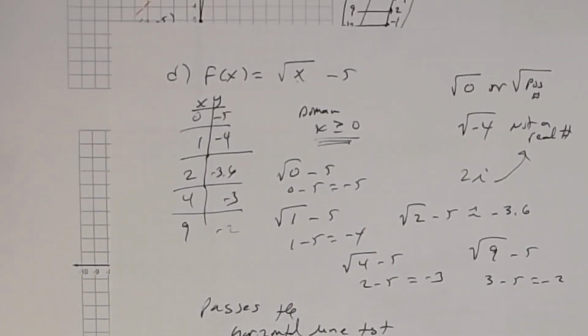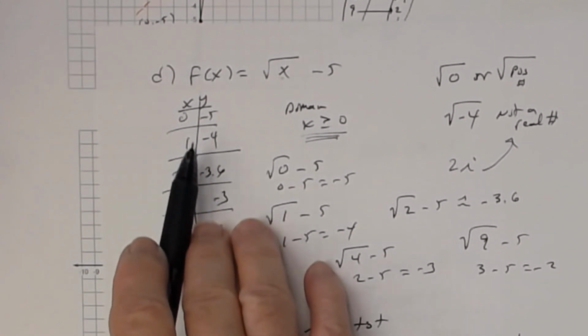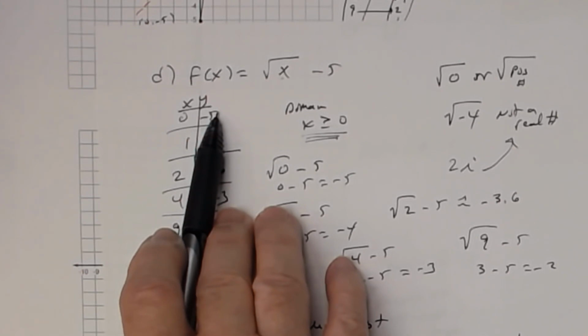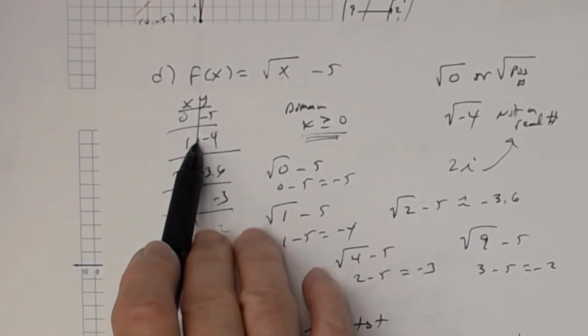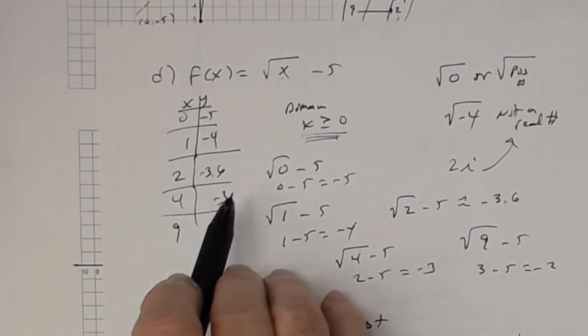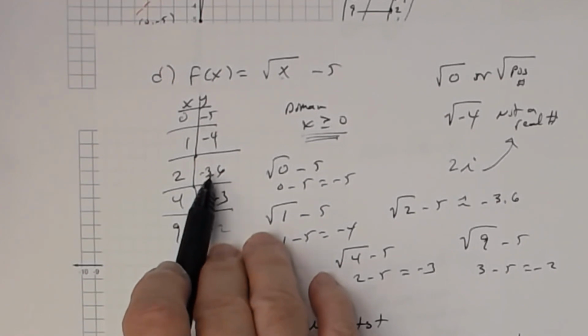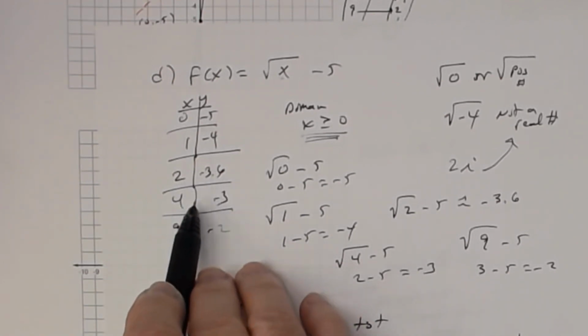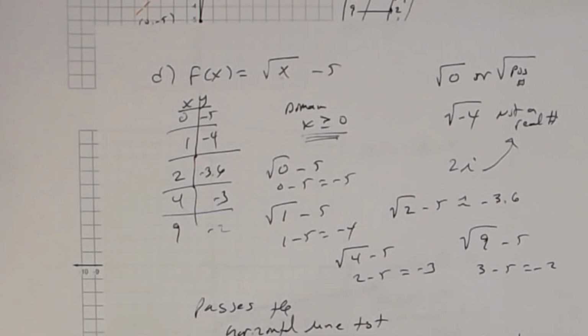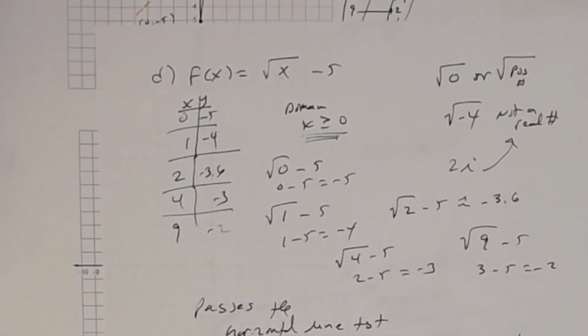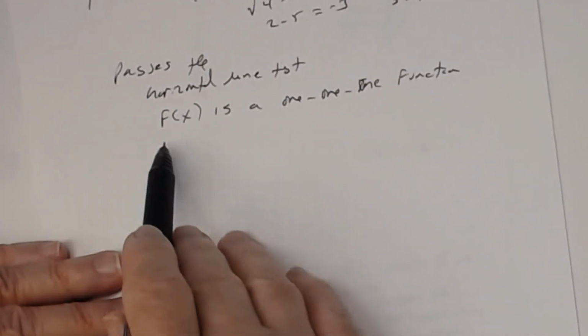Okay, and also you could have right away determined that by noticing this right here. For each of those y values, there's only one x value. When y is negative 5, my only x value is 0. When y is negative 4, my only x value is 1. When y is approximately negative 3.6, because that was an estimation, my x value is 2. When y is negative 3, my x value is 4. When y is negative 2, my x value is 9. So for each of those y values, there's exactly one x value. From there, I could have said right here, f of x is a one-to-one function.